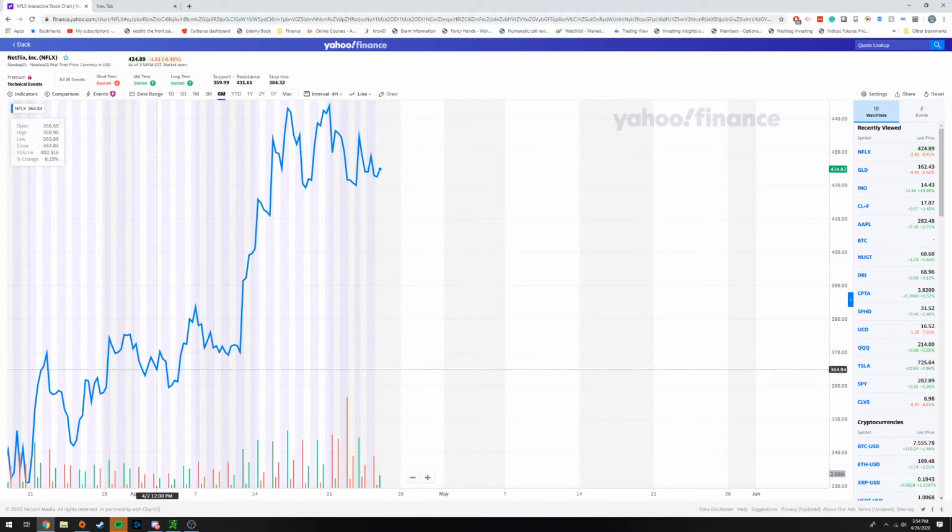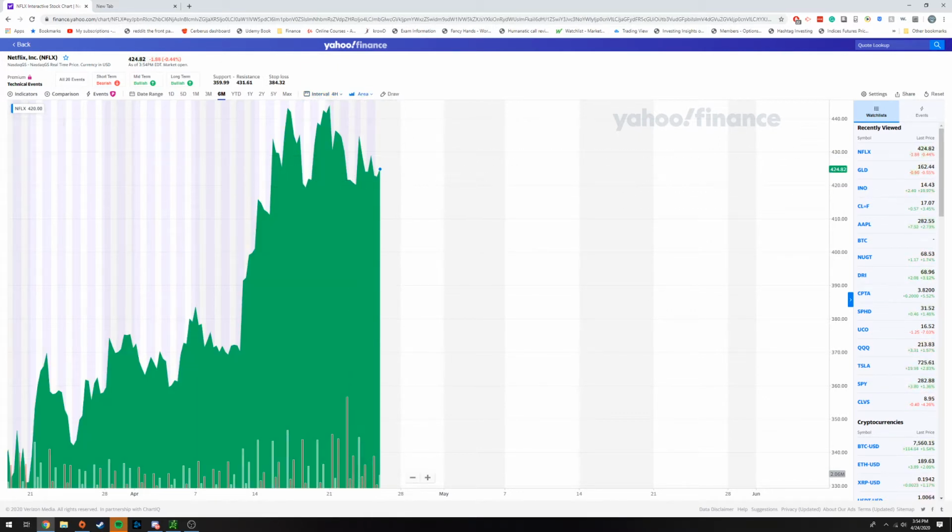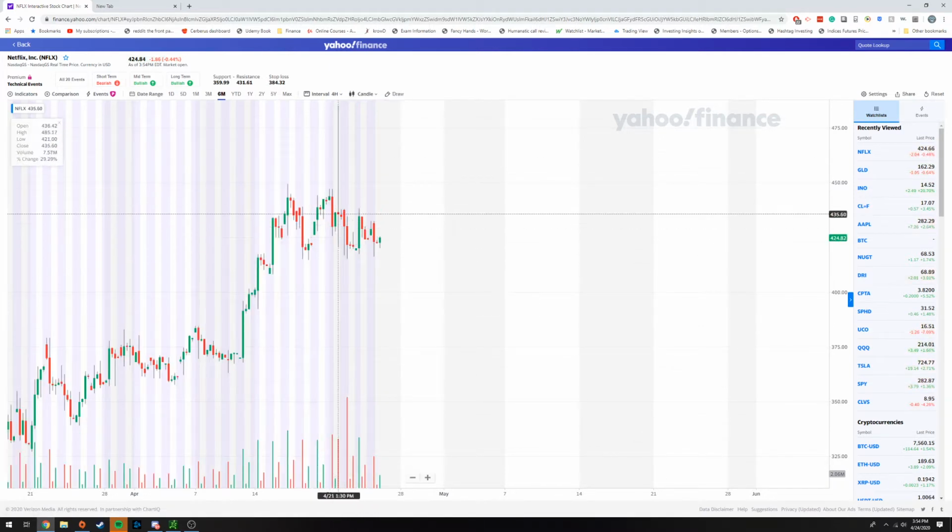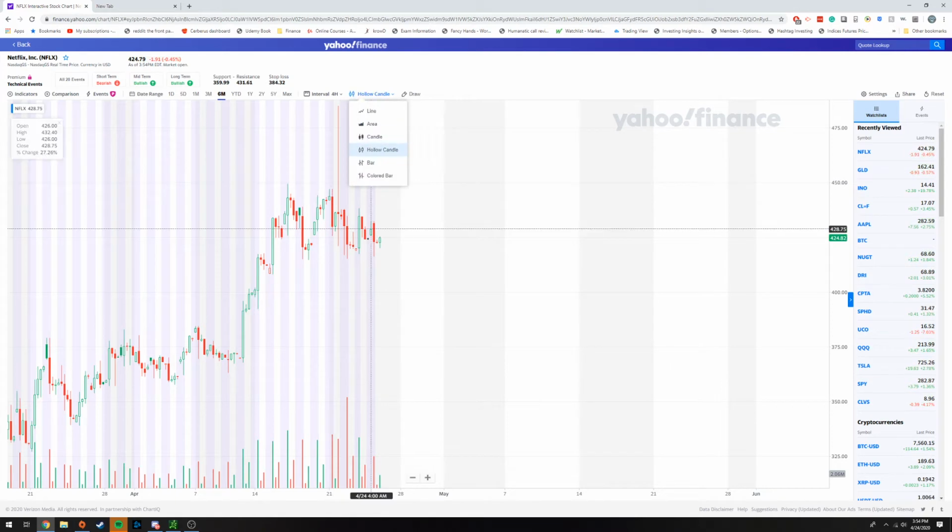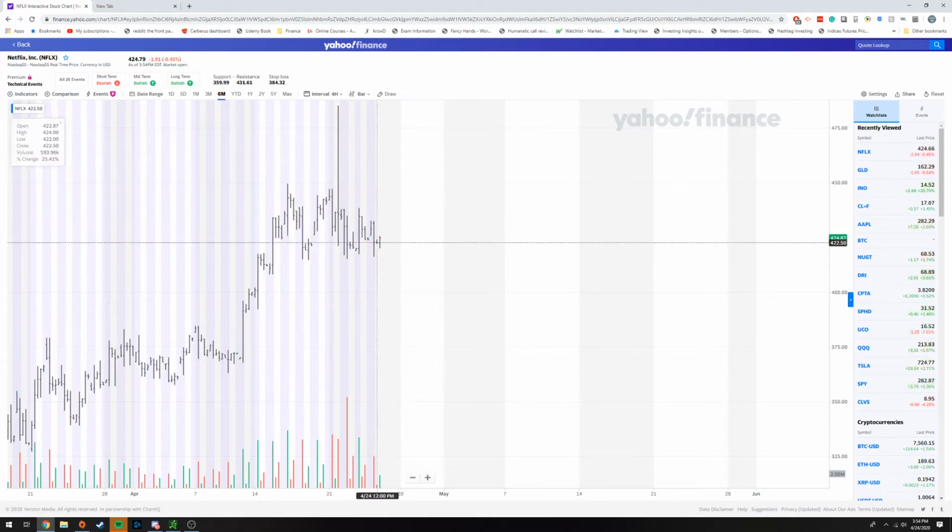Now you can always set the date range here: 1 day, 5 day, 1 month, 3 month. You can also set the interval at which it updates, and that actually does make a difference. You can change between line and area, which is almost like a mountain graph. You can look at candlesticks, which give you a little more information, and hollow candlesticks, which is a preference versus candlesticks. And there's bar.